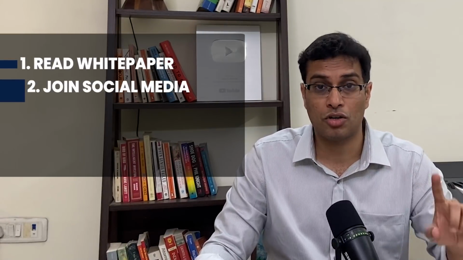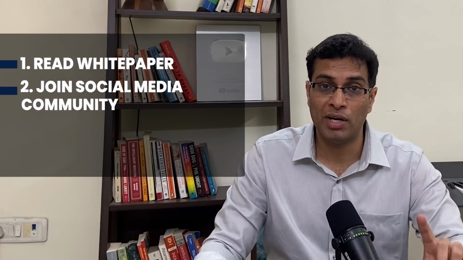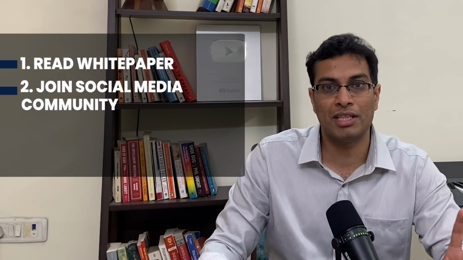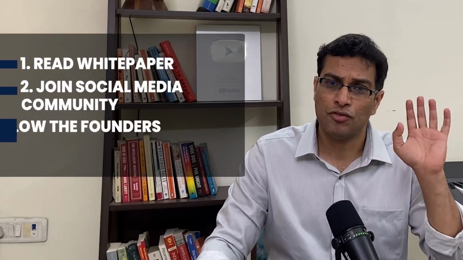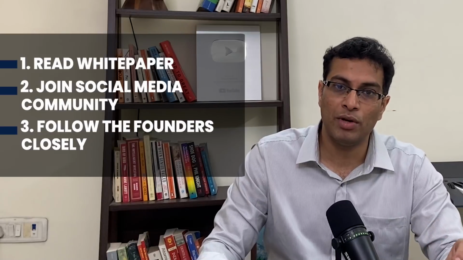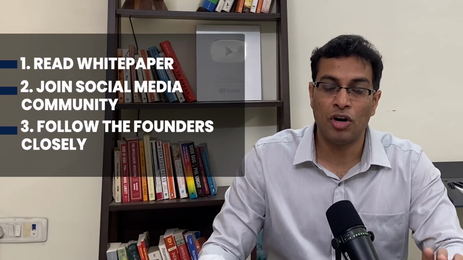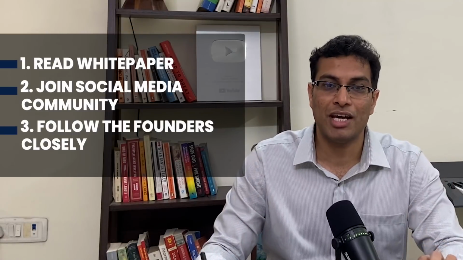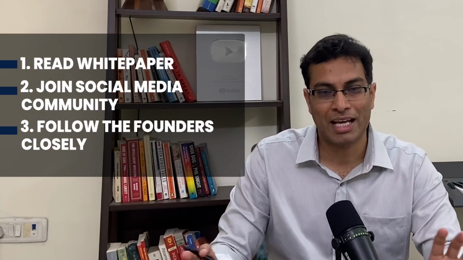Now, how do you do a basic due diligence? Please go read a white paper. Please go join their Discord or Twitter or Telegram community. Look at the quality of conversation that is happening. And if you just follow the founders, what type of work they are doing, whether the white paper makes sense or not, if you do these basic hygiene checks, at least 90% of the crypto scam projects you can do away with. So this is the second broad criteria that you need to remember.